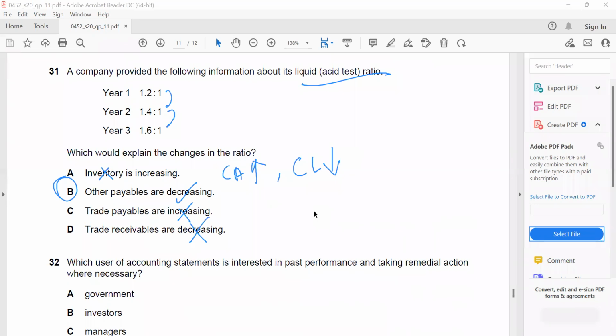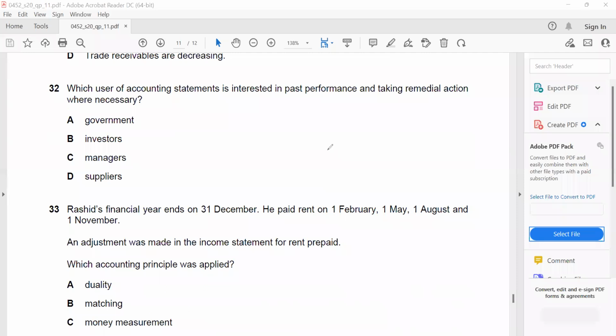Okay. Question 32. Which user of the accounting statement is interested in the past performance and takes remedial action when necessary? Here the government is just interested in the tax collection, investors just like the dividend and the return. The manager is in charge of the company performance, so they will take the remedial action. So this one should be C. Suppliers just want to make sure the debt is paid on time.